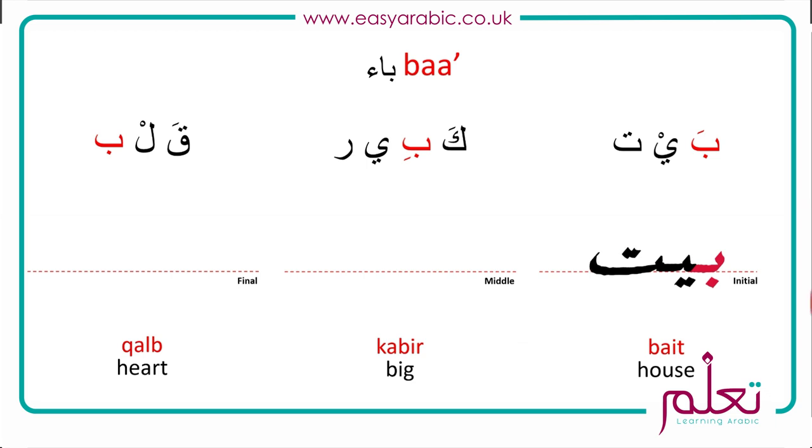Bait. So the next one is kabir, so kaf, then the ba, then we have the ya, and then the ra, kabir. So next we have the word qalb, which is a qaf. Then we have the lam, and then we have the ba. So the ba turns onto the end, qalb, okay, which means heart.